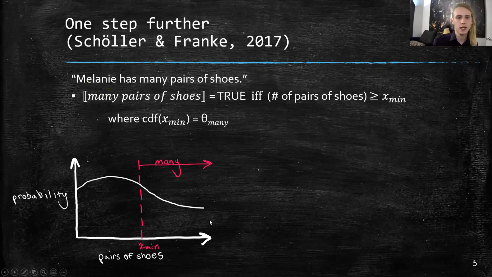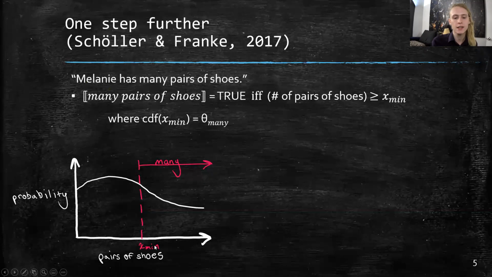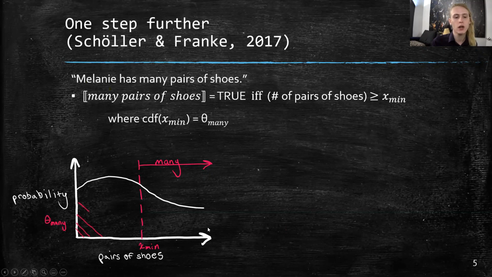And the interesting thing that Schöller and Franke introduced is that we can connect this x min with the probability distribution using what we call a probability density threshold. So there's different ways to think about this intuitively. One visual way is just to see that the threshold is the area underneath the expected value distribution curve between 0 and our x min.